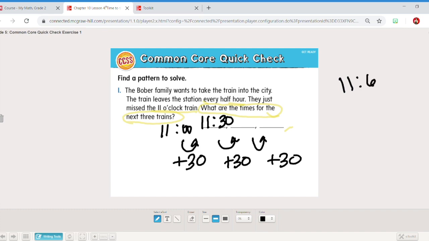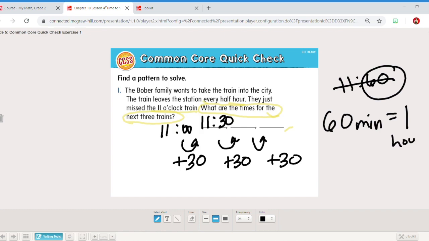We don't want that. When you get to 60 minutes, remember 60 minutes is the same as 1 hour. So you go to the next hour. We add those on, so it becomes 12 o'clock. Then you add another 30 minutes, and it becomes 12:30. Did you get that one?